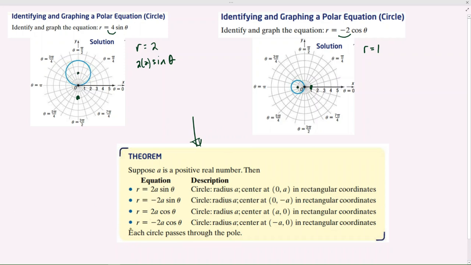And then the circles in these forms are going to pass through the pole. Okay, so this passes through the pole on one extreme, left or right of the radius. This passes through the pole at bottom or top extreme, because we're talking sine, which is y, versus cosine, which varies the x. Okay, now we're going to move on and look at some shapes other than the circle.